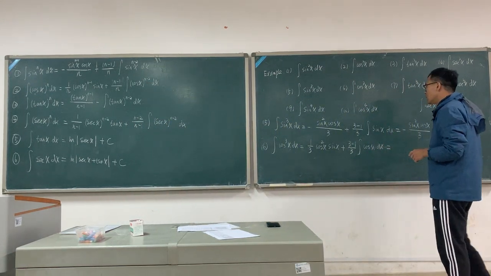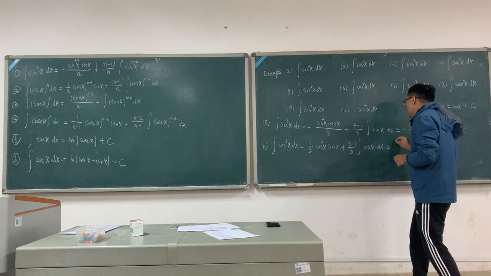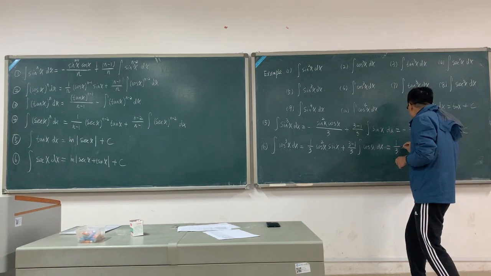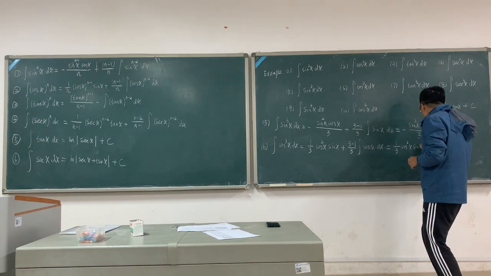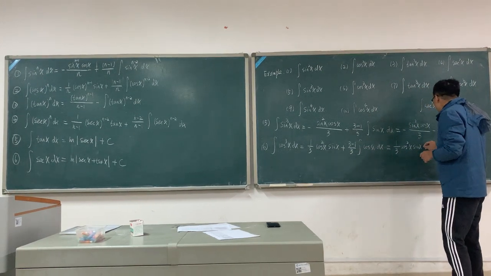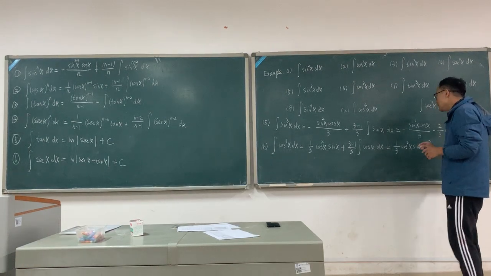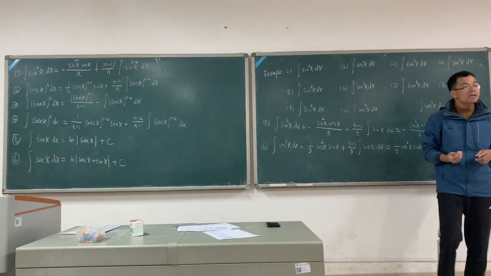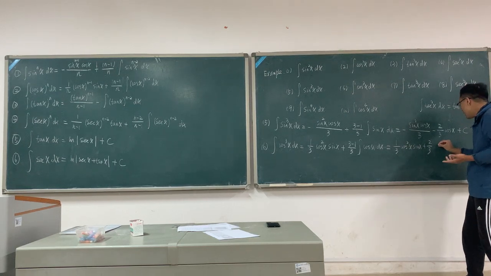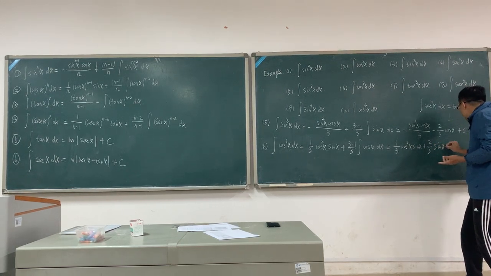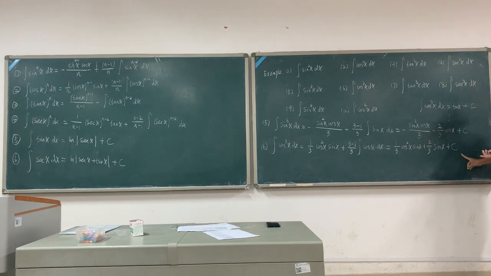So this equals 1 by 3 cosine x squared sin x, plus 2 by 3 times the antiderivative of cosine, which is sin. So here is sin x plus the constant. So this is number 6.